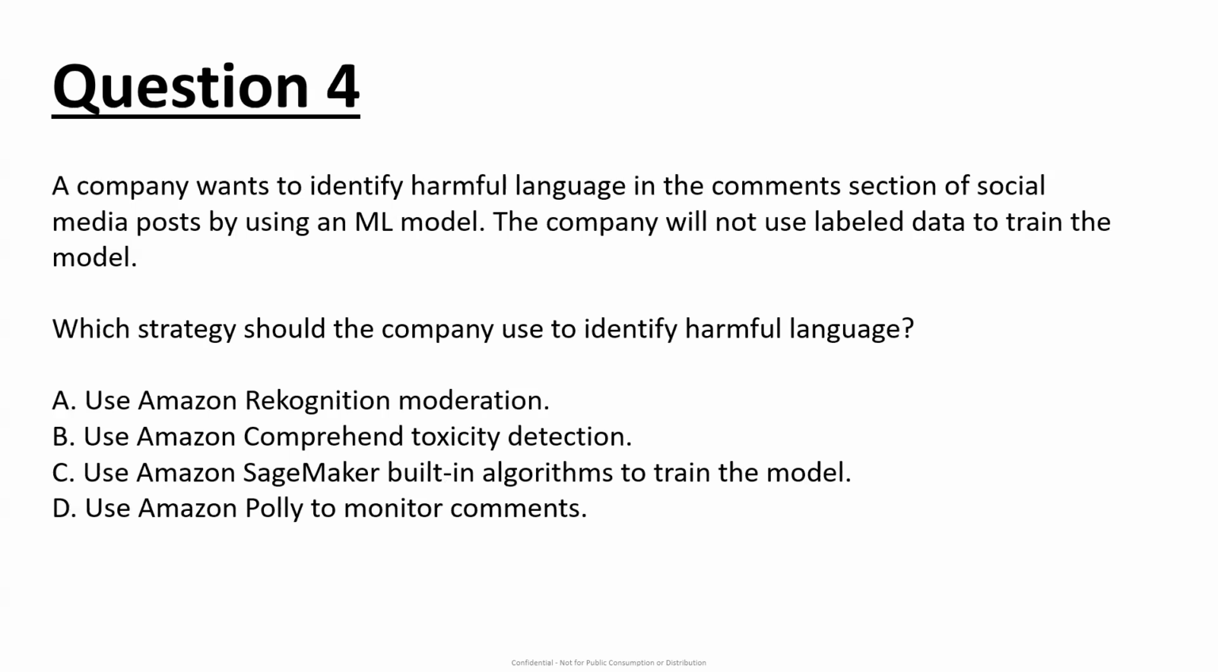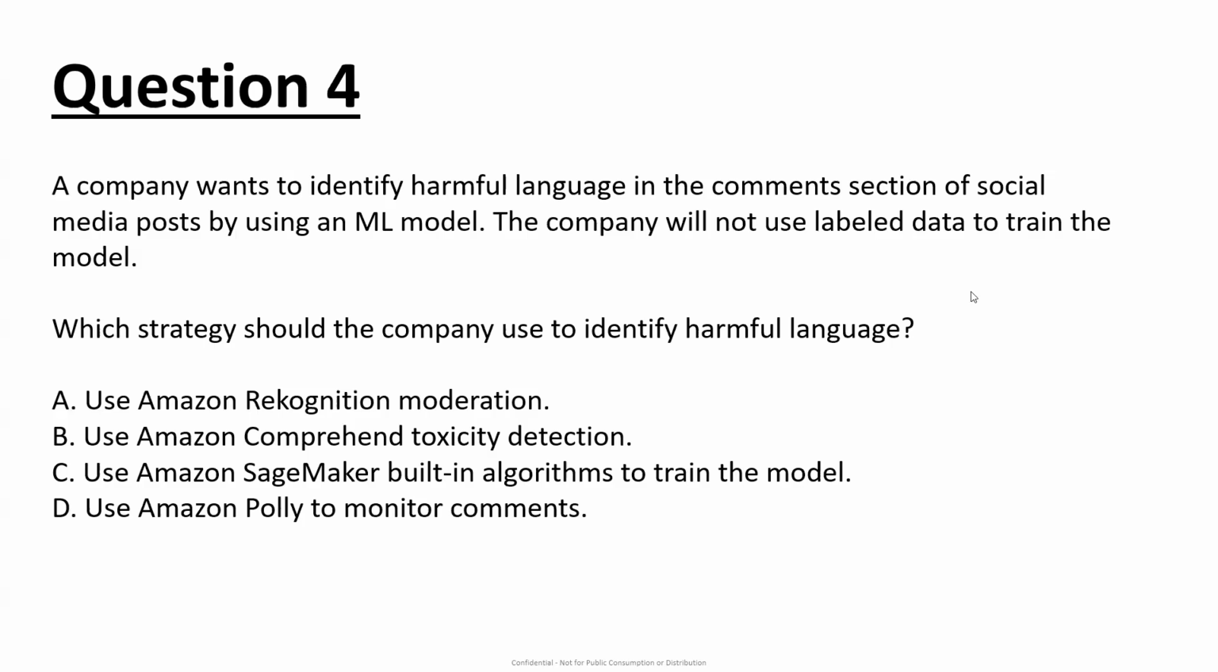The company will not use label data to train the model. Which strategy should the company use to identify harmful language? A, Amazon Rekognition moderation. B, Amazon Comprehend toxicity detection. C, Amazon SageMaker built-in algorithms to train the model. D, Amazon Polly to monitor comments.